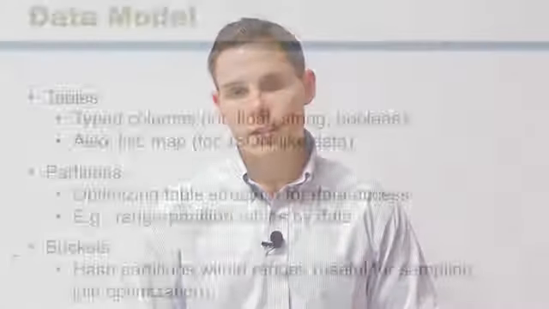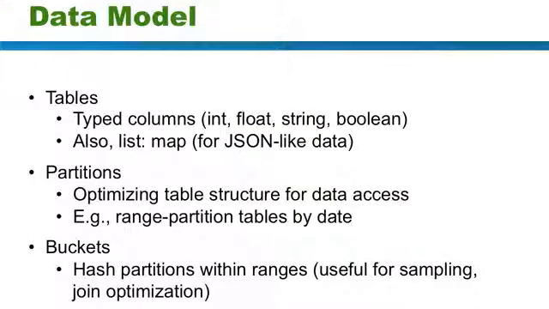So the data model for Hive is basically broken into three things. The first is tables. That's your high-level structure. Tables are created with typed columns, those being your ints, floats, strings, booleans. You can also create it with a list, basically a map function. Then there are partitions, which are parts of tables. They optimize your table structure for data access, your quote-unquote slicing and dicing of your data. And you have buckets, which are hash partitions within ranges. These allow you to run sampling strategies on your data.